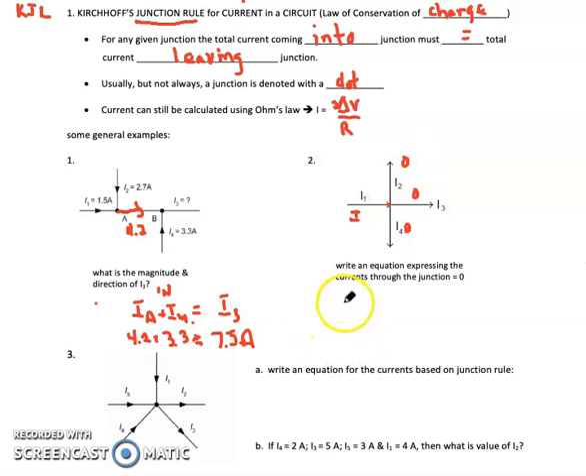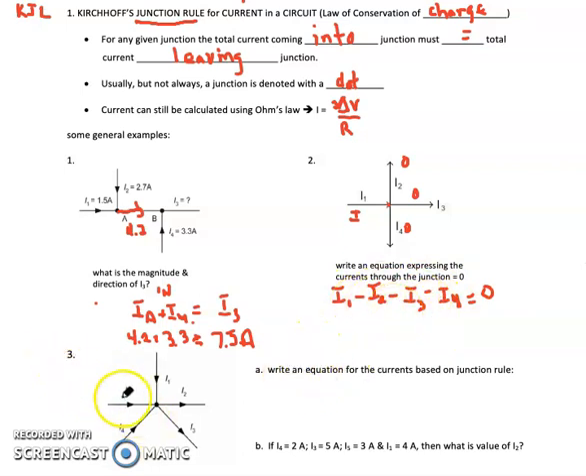So what I can say then is, and there's different ways you can write it, I'm going to say I1, I'm going to call that positive because it's coming in, minus I2, out is going to be negative, minus I3, that's going out, minus I4 has to add up to 0. Okay, so that's another way of looking at the junction rule, that the total change at a junction must be 0. So I could have just as well said I1 equals I2 plus I3 plus I4. It doesn't matter. So I just want you to be familiar with that way of writing it.